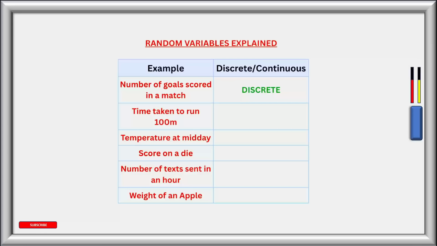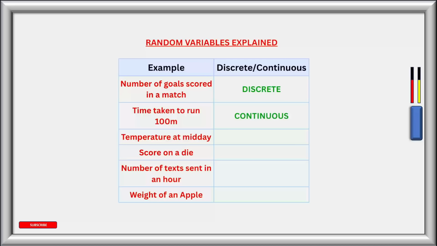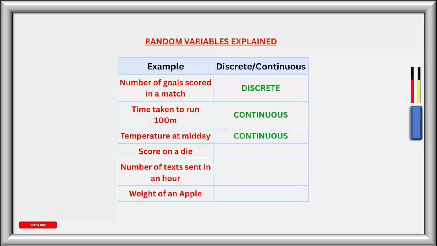Example number 2 is the time taken to run 100 meters. Discrete or continuous random variable? If you'd like to play along, pause the video now. So the time taken to run 100 meters is a continuous random variable because it's something that we measure. And for example 3, the temperature at midday. Is this a discrete or continuous random variable? If you'd like to play along, pause the video now. The temperature at midday is a continuous random variable, as it's also something that we can measure.